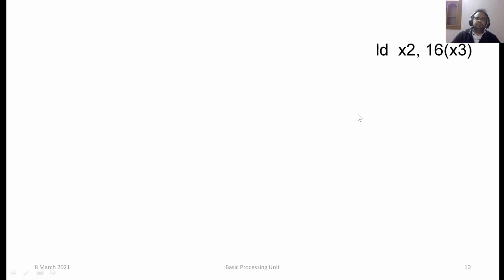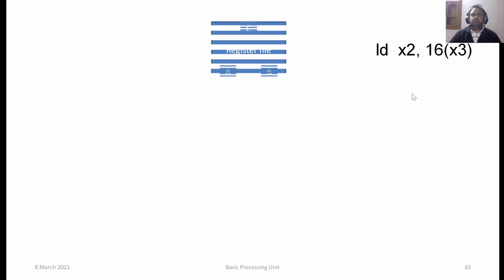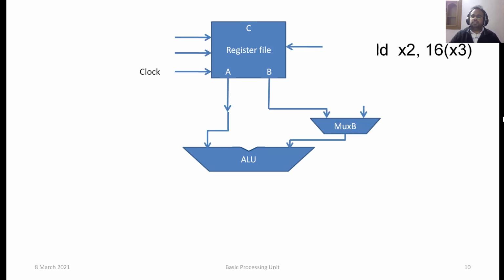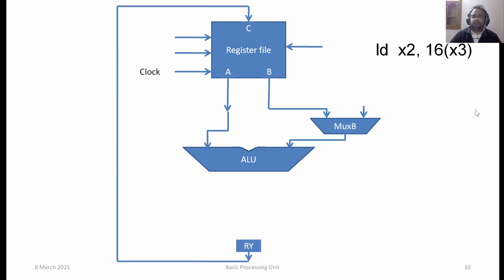Now that would be for the typical ALU instructions. Now let's try to visualize how a load instruction would work on the same hardware. So here we have considered load double X2, 16, X3. Here X3 is the source register, X2 is the destination register, and 16 is the offset or the immediate value. So we have the register file, ALU and mux B, right?